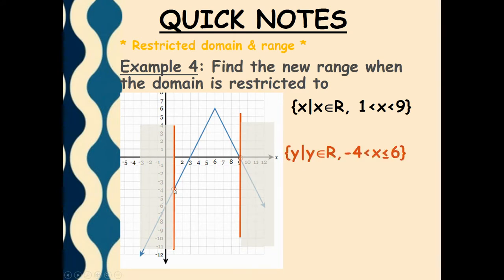So the smallest y value is -4 with an open dot, so no line. The highest y value is 6 with a closed dot. It is a closed dot, so we do have a line underneath. So -4 to 6, no line because open dot, and this one does have a line because it's a closed dot.